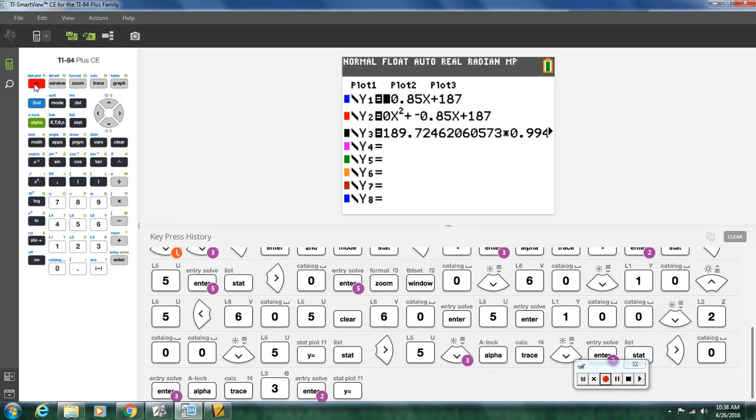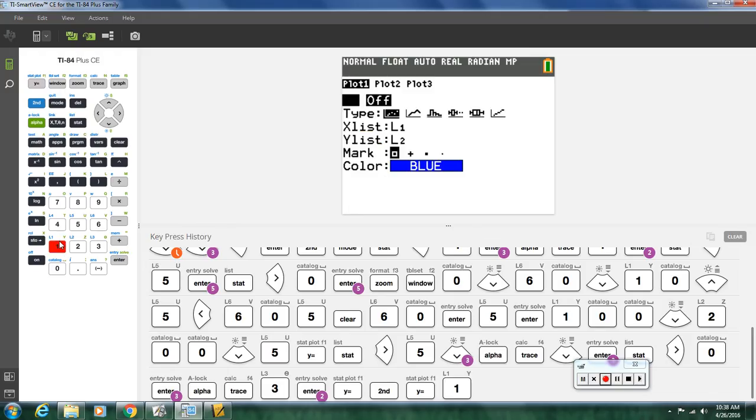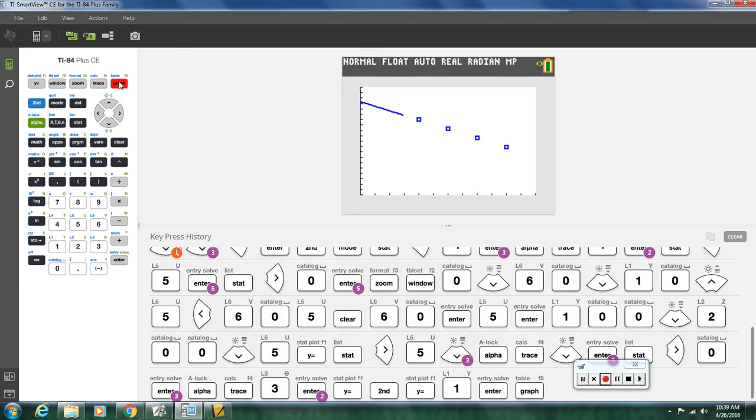Now, I want to see these individual points. So I want to turn my stat plot on. So I'm going to go to second stat plot, and number 1, you know, this is off. So I'm going to go to number 1. I'm going to hit enter, so on is the one flashing, not off. And then I'm going to graph it. Let's see what I get. So there's my point. There's the line. There's the red one. And there's the black one. They all kind of look the same, don't they? Are we getting the whole picture though?